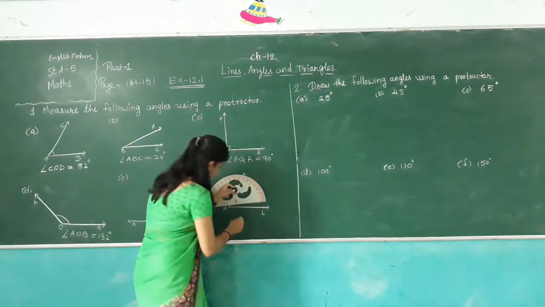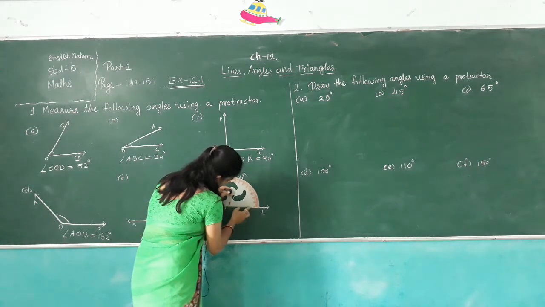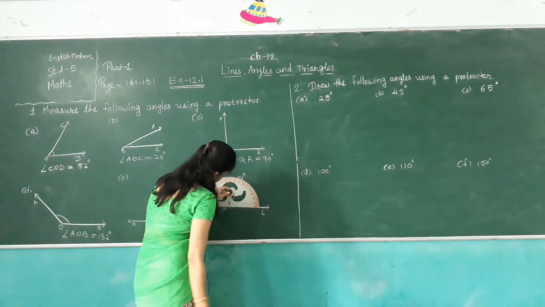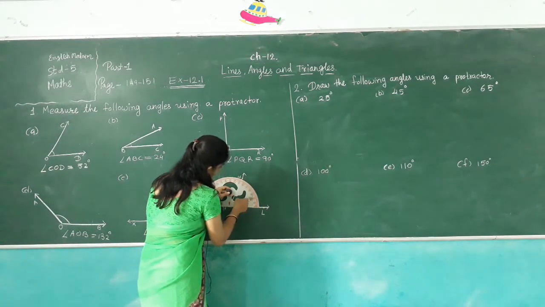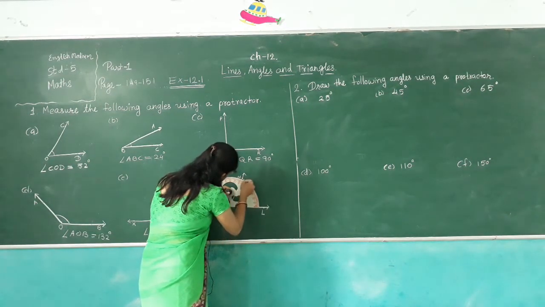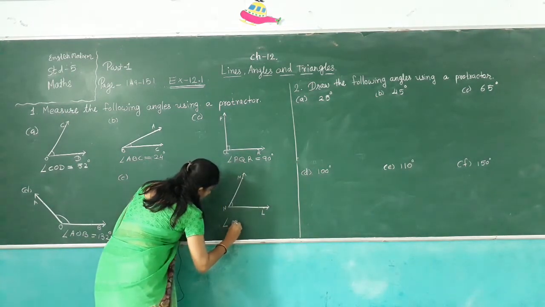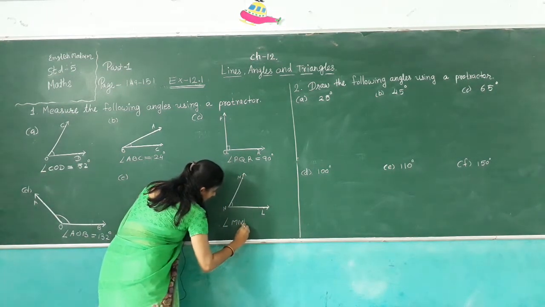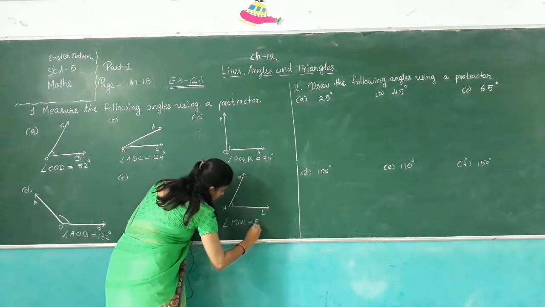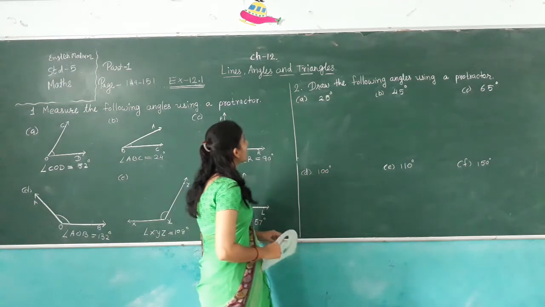Same as before. First keep the red mark on the vertex, then match the baseline, then look here: 0, 10, 20, 30, 40, 50, then 55, 56 and 57. So angle MLN is equal to 57 degrees.